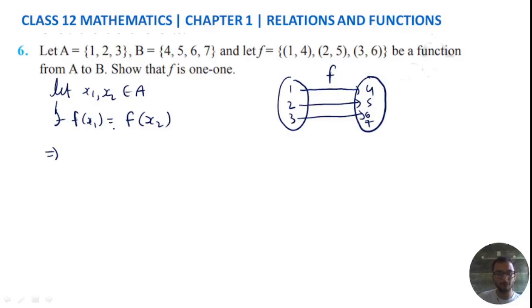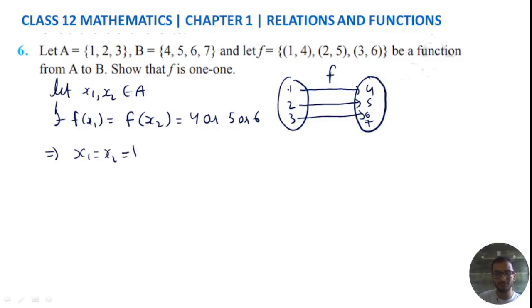So either f of x1 equals f of x2 will be 4 or 5 or 6. This will imply what should be x1 and x2 then. If I am taking f of x1 equals f of x2 equals 4, then what should be x1 and x2? The only chance is x1 and x2 to be equal to 1. Then x1 equals x2 should be 1, because there are no other chance.